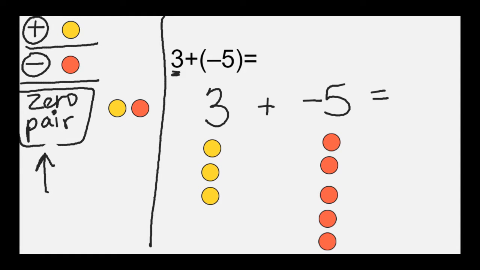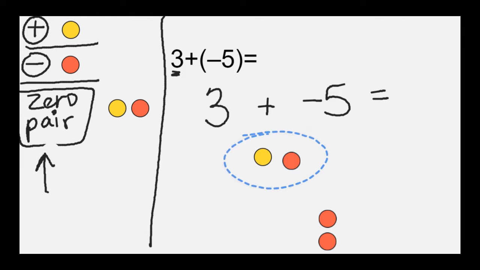The question is, do we have any 0 pairs? The answer is yes, we do. Because what we have here is a yellow and a red. So that's a 0. So we're going to drag those over to the side here. We don't need those anymore. So let's find another 0 pair. So we have a second 0 pair. We make those, and we drag them to the side because that equals 0. And we have a third set of 0 pairs. So let's take those and move them to the side.